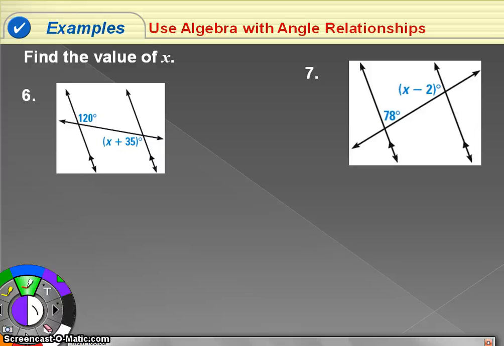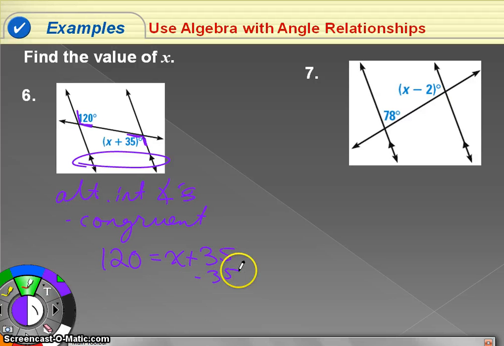All right, so number 6 and 7, same thing. First, decide what your angle pairs are. So I'm looking at this 120 and then this x plus 35. Those are alternate interior angles, and the theorem said that alternate interior angles were congruent as long as we had parallel lines, which we do. So again, 120 equals x plus 35. Then solve. Okay. So subtract your 35. Subtract your 35. So x is going to be, was that 85 degrees? Or 85? Okay.